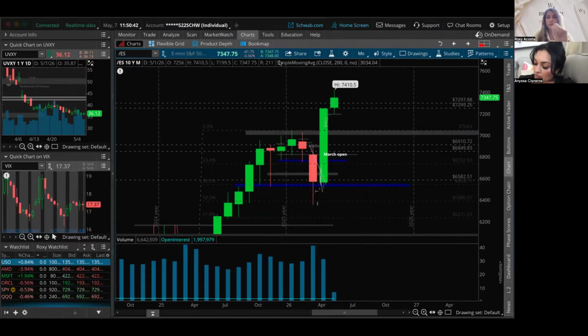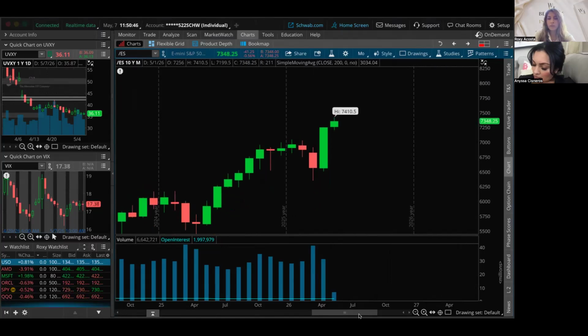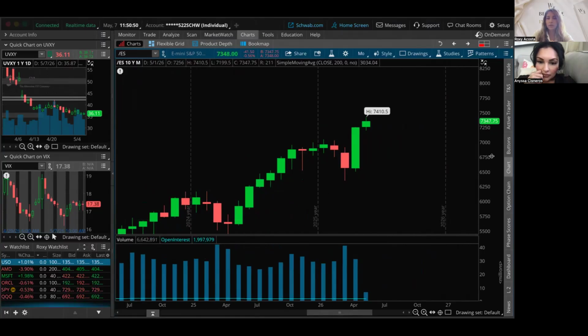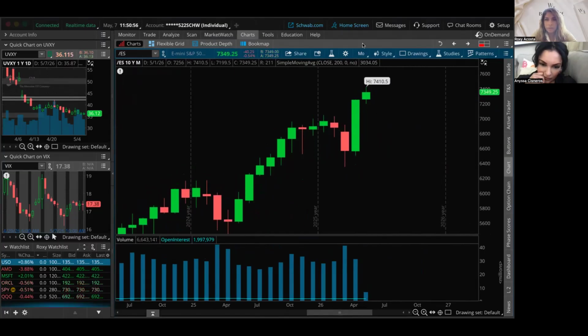I'm going to clear my drawing set. Okay. So now you can see the candlesticks without any lines or anything like that. Now, what I want you to see is the top-down analysis of real life.